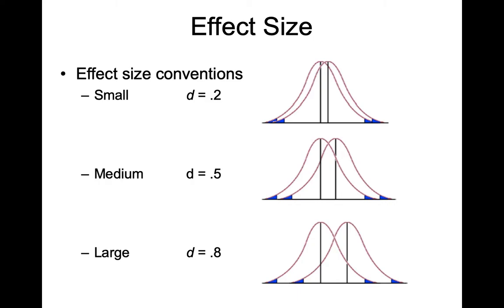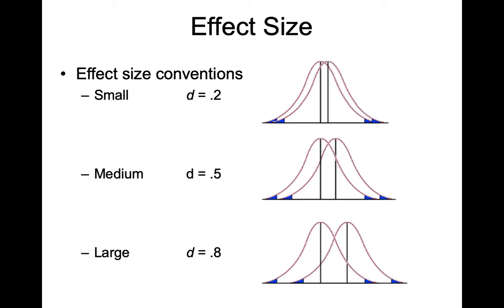All right, so when we compute a d, Cohen also came up with different conventions to communicate whether there's a small, medium, or large effect. That is, whether the difference between the means of the two populations should be considered a small difference, a medium difference, or a large difference.